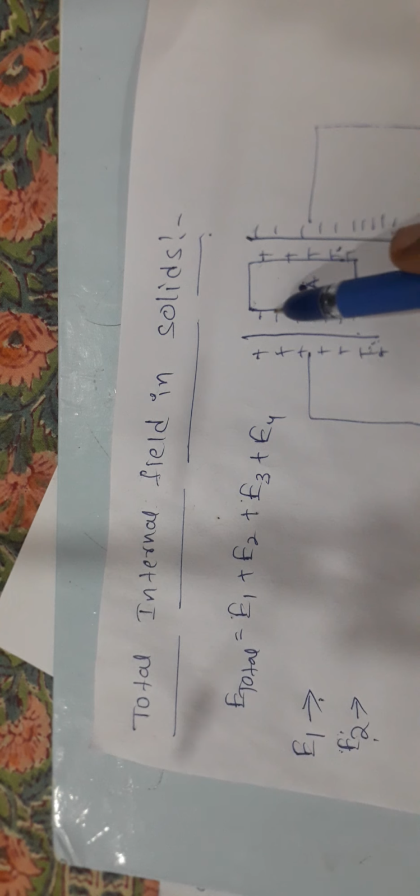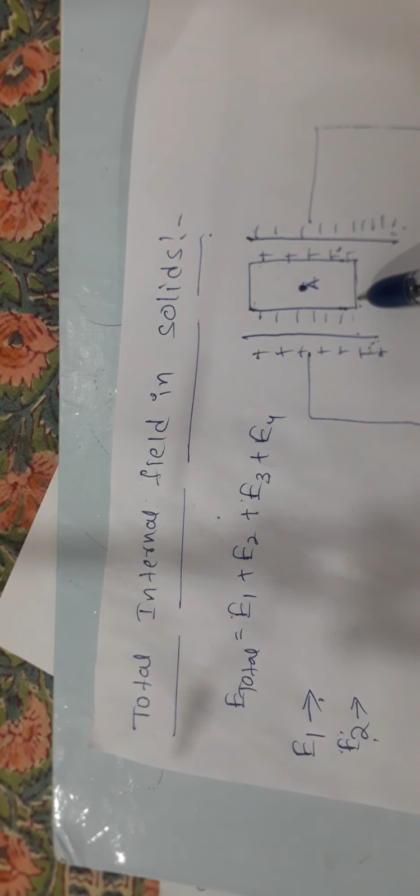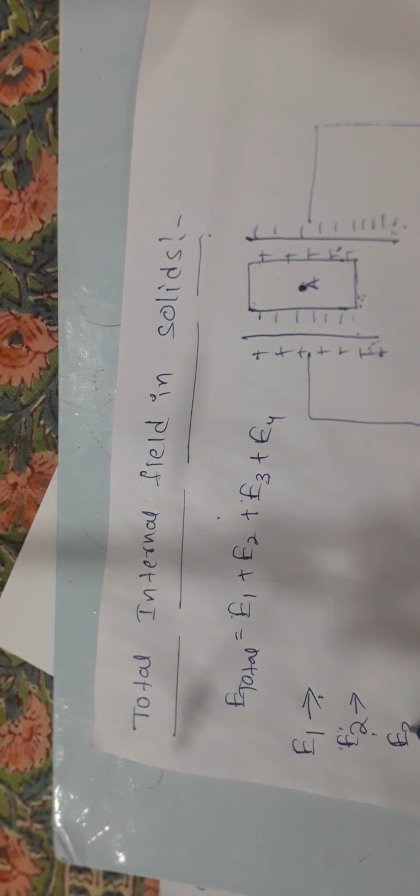Next, E2. E2 is due to the charge carriers on the surface of the dielectric material. On the positive plate side you automatically get negative carriers, and on the negative plate side we get positive carriers. Due to this some field is present inside at A, that is E2. E2 is the field intensity at point A due to the charge carriers present on the surface of the dielectric material.